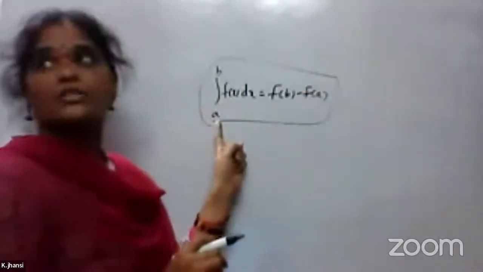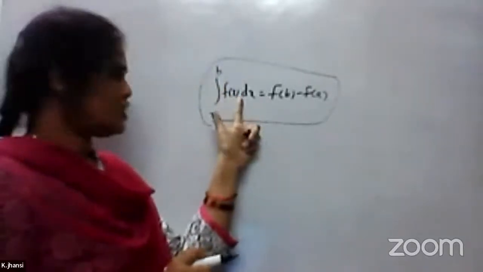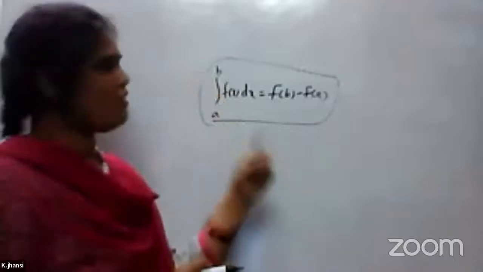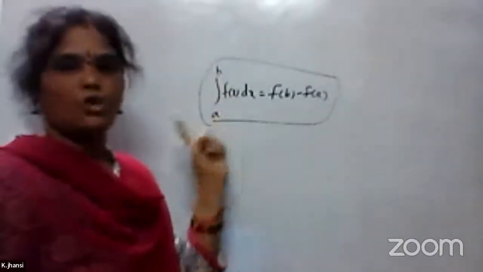So this is called the lower limit and this is called the upper limit. So when you do the integration of that one, after finding the integration value, you have to substitute first the upper limit, then minus the lower limit. Okay.